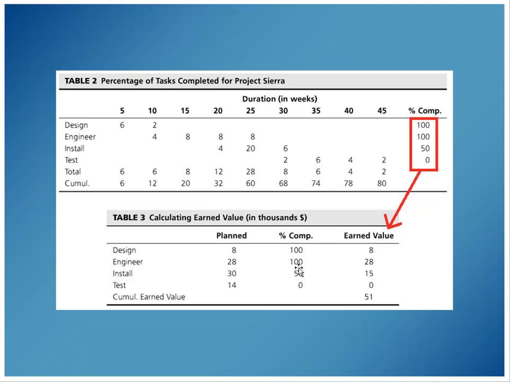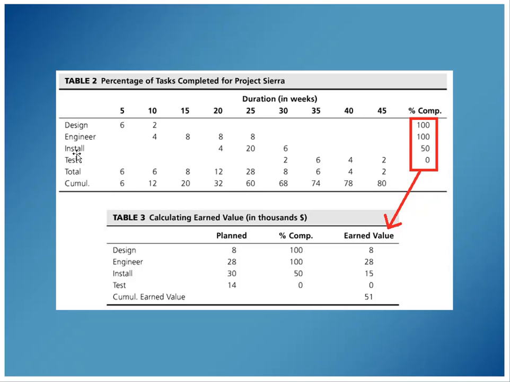Those are the numbers that are reported on how we are making progress on this project. Where did the 8, 28, 30, and 14 come from? Well, that's the sum of each task. All the design budgeted is 6 plus 2, 8. All the engineering budgeted is 4 plus 8 plus 8 plus 8. That's 8, 16, 24 plus 4, 28. That's where we get 28.